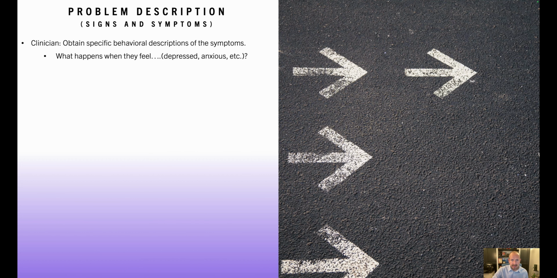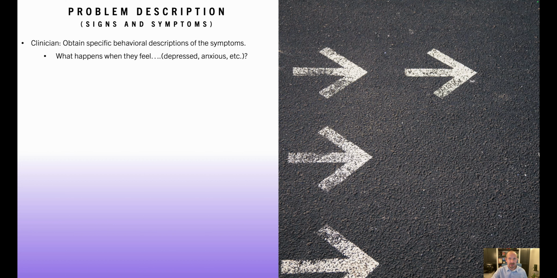Now we get into the problem description. So the problem description, it's important that we think in terms of really kind of behavioral descriptions and descriptions that would help us formulate a diagnosis. So let's begin to speak about that. The way you would get at that from a clinician standpoint, one of the best ways, is to get behavioral descriptions. What are things that you could see as a subjective observer or as the client stating that they observe in themselves? The way you could get at this is asking them, what happens when you feel depressed?